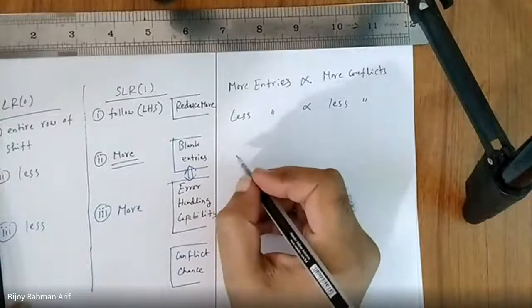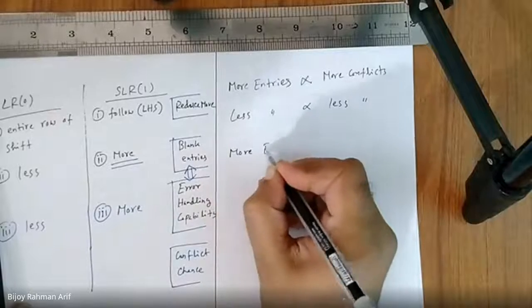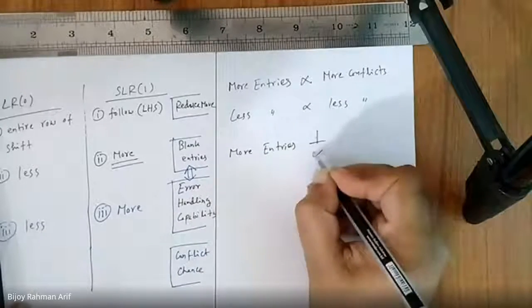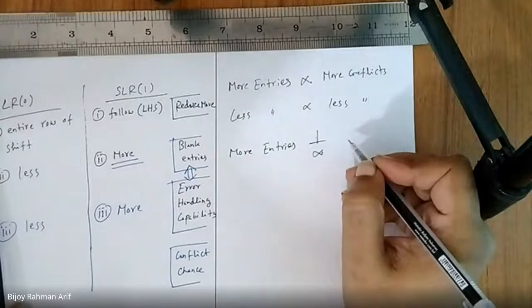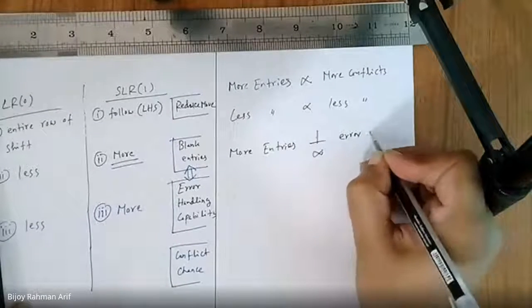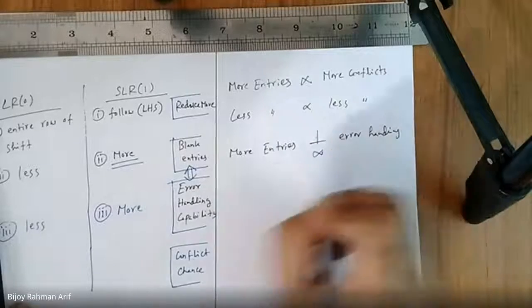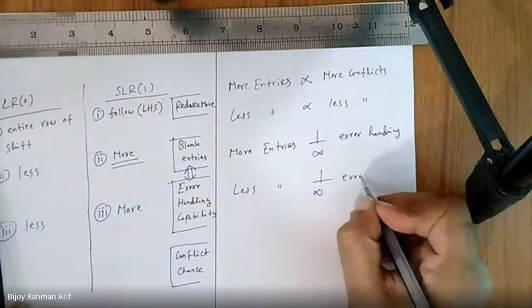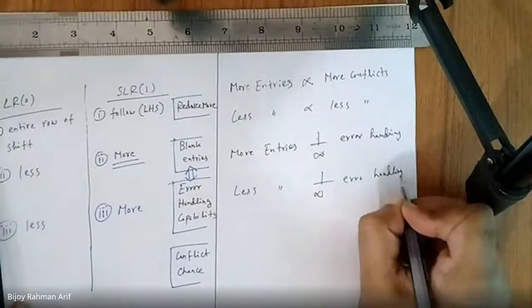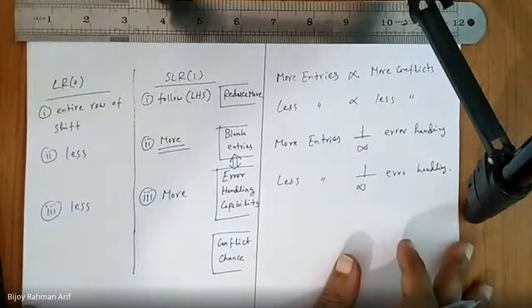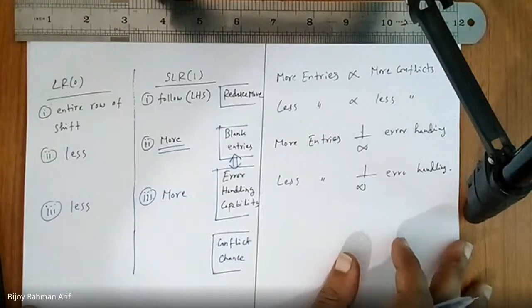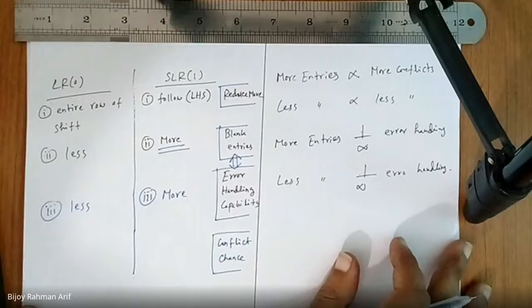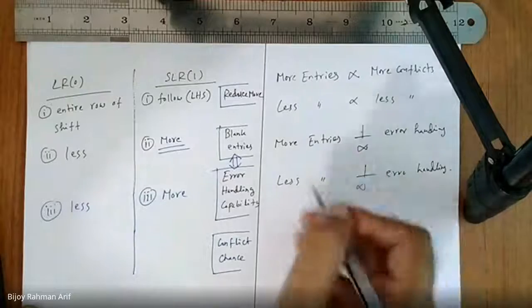And more entries inversely proportional to error handling. Less entries inversely proportional to error handling. Here data is bad. You have more data, it means you have more possibility of conflict and less possibility of having error handling, because it is inversely proportional.